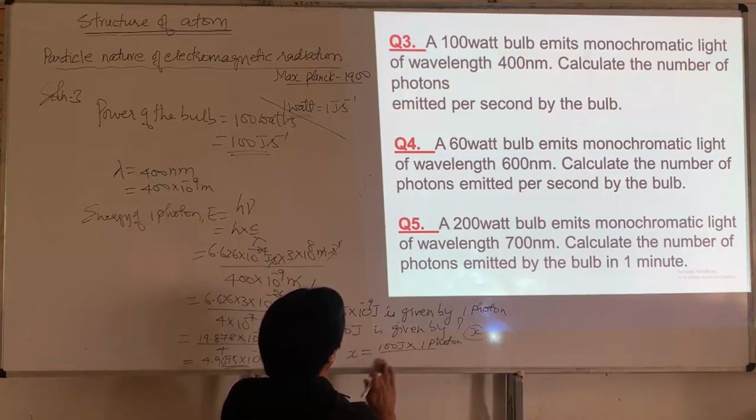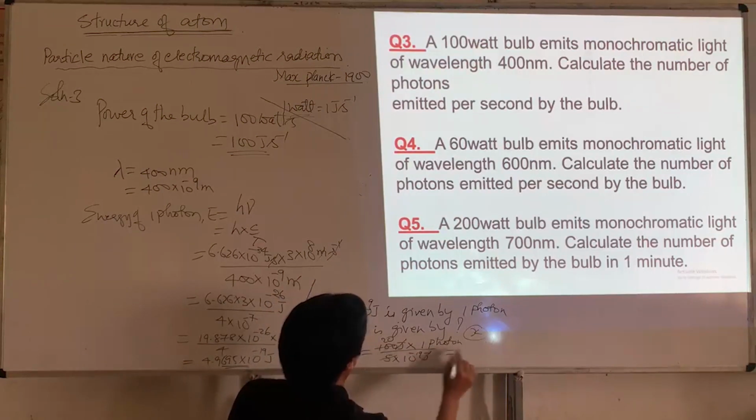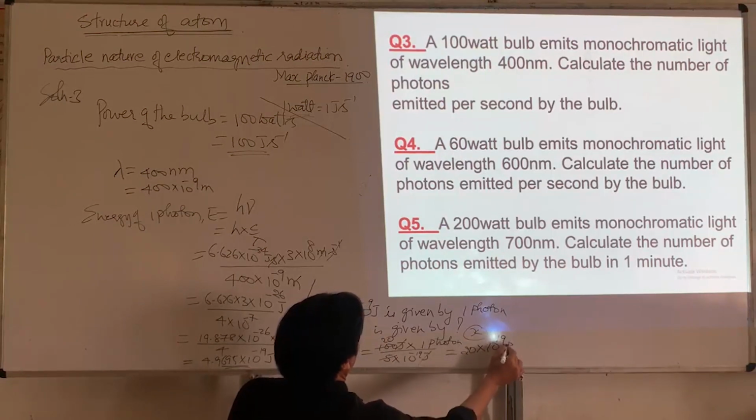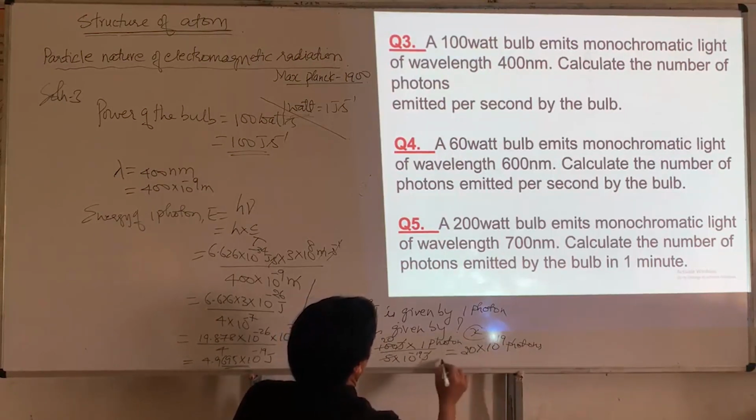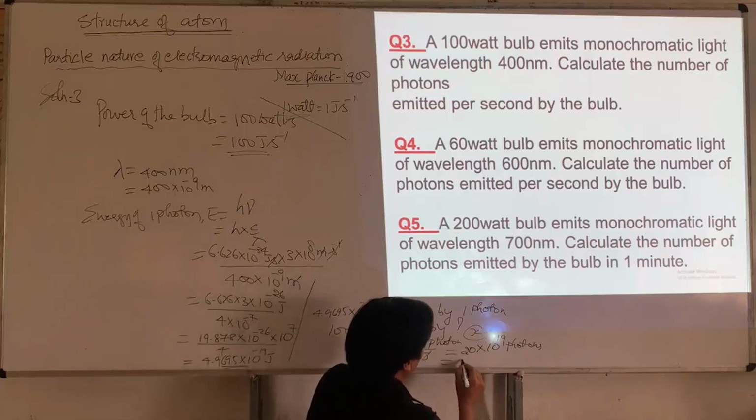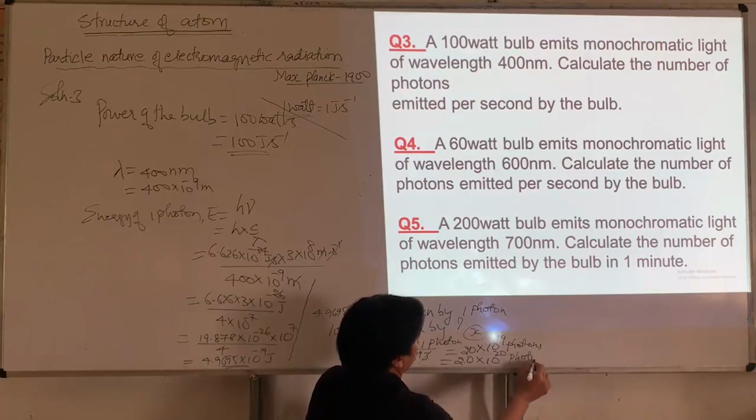4.9. I'm going to take it as 5. Let's say it's 5 into 10 raised to the power negative 19 joules. So what will happen? Joule and joule get cancelled. Finally, this is 100 by 5, which is 20 times, and you take the power on top. Your x is going to be 20 into 10 raised to the power positive 19 photons. If you write this in scientific notation, it will become 2.0 into 10 raised to the power 20 photons.